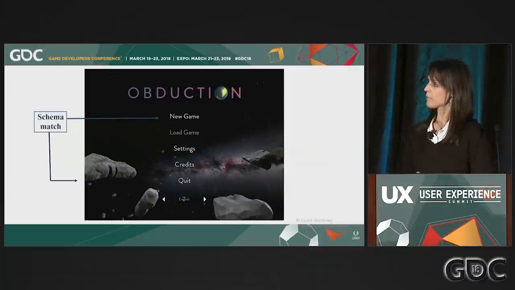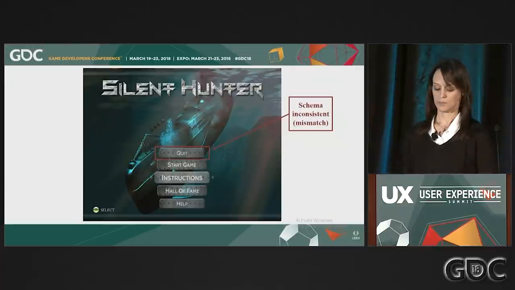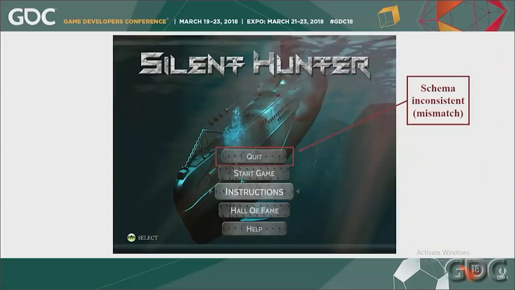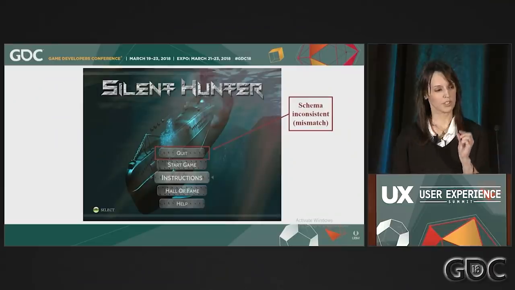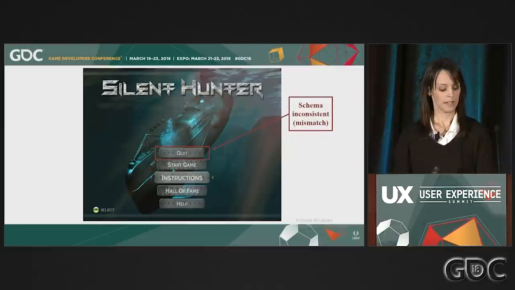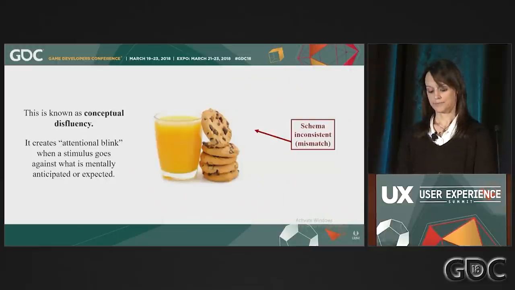However, what sometimes happens is schemas don't always match to their environment. Here, suddenly, there is a mismatch with this rendering, and easy and automatic thinking is momentarily disrupted. And as the player is asked to accommodate to this new arrangement, that violates some of their prior expectancies. And cognitively, we have to work just a little bit harder, just a little bit. This creates what psychologists call conceptual disfluency. And conceptual disfluency leads to something called attentional blink.